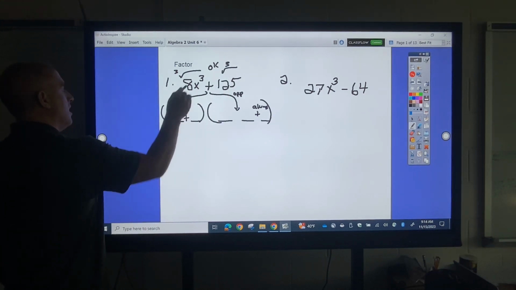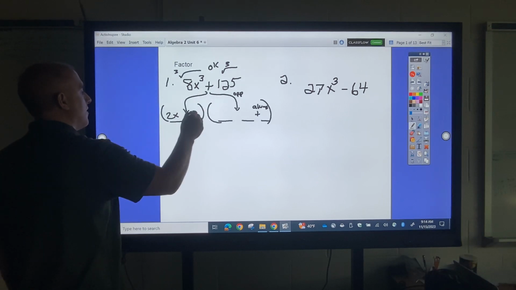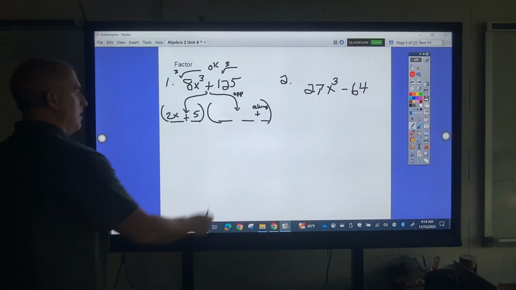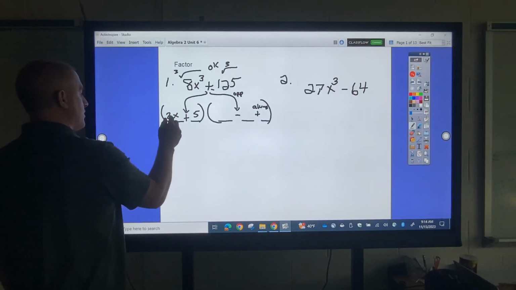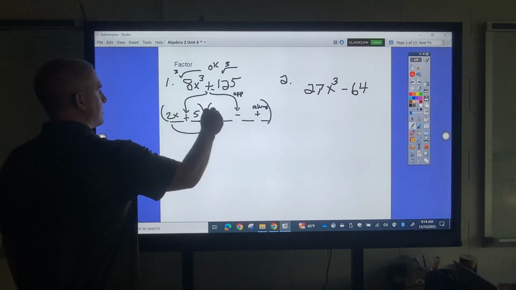Okay, so this would be a plus. Cube root of 8x cubed is 2x. Cube root of 125 is 5. This would be a minus sign. Okay, to get this term, this times this has to give you that. So that's got to be 4x squared.